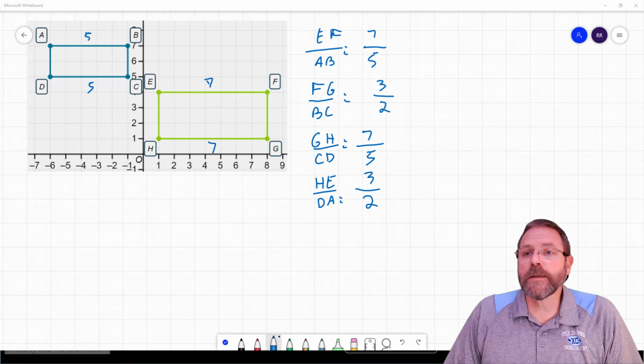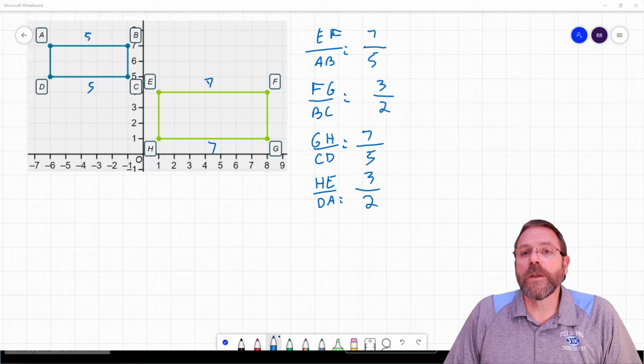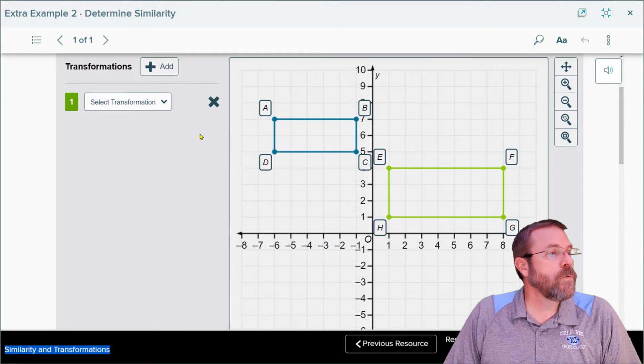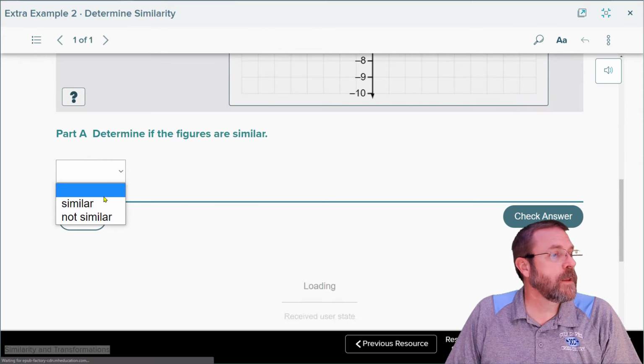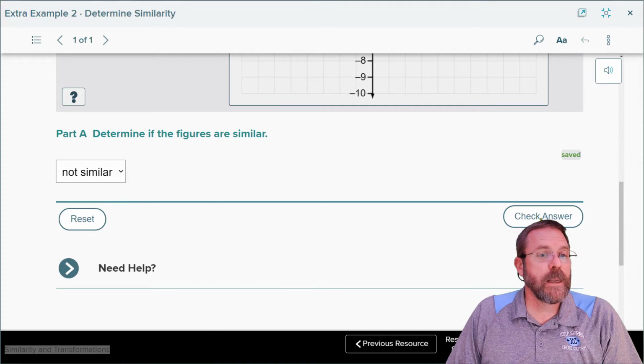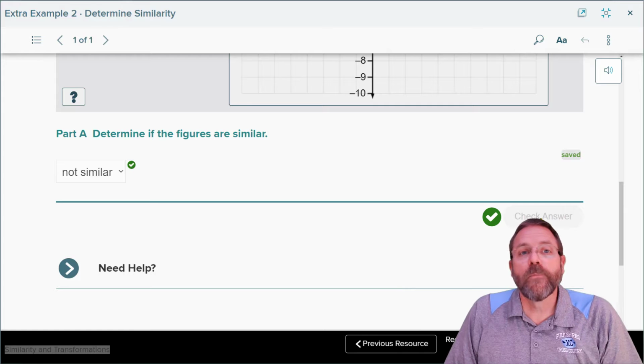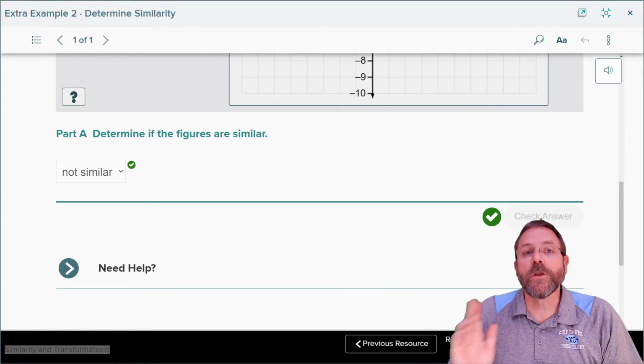Because the corresponding sides do not have an equal ratio between them, we can stop right there. We can totally skip the transformations thing. It ain't needed. We're not going to do anything, because right there we can say not similar, done. Once you've proven they're not similar, you do not.